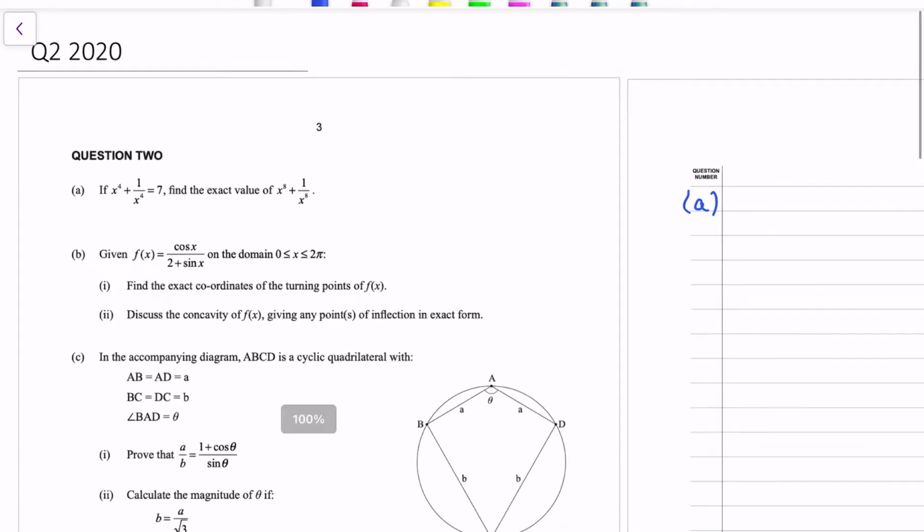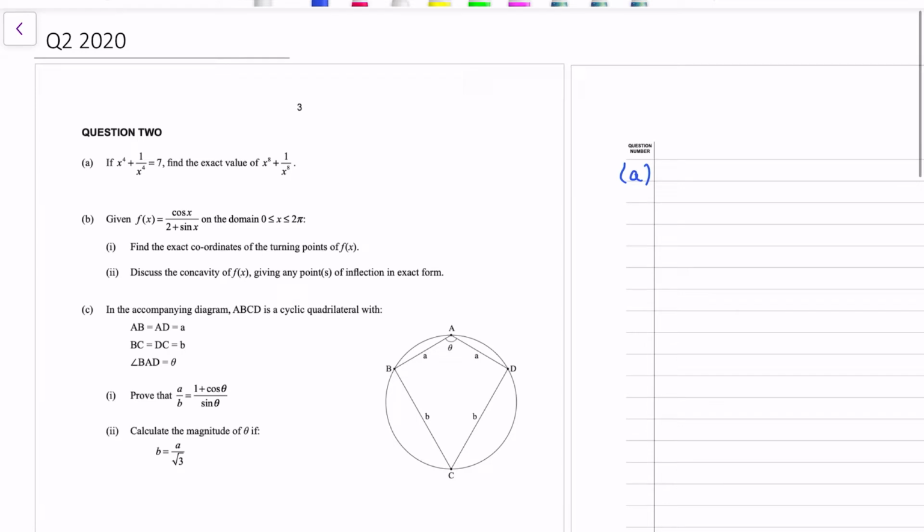So for the question, if we want to find the exact value of x to the 8 plus 1 over x to the 8, we don't actually need to find x to do this. But one of the ways of solving it could be to find out what x is. So given the information about x, we could solve this equation to find out what x is.